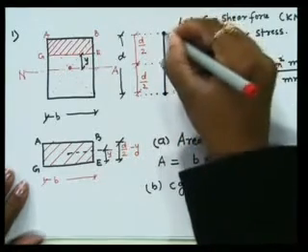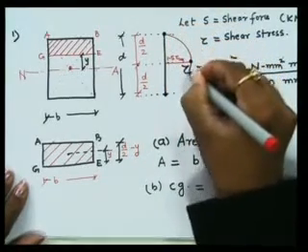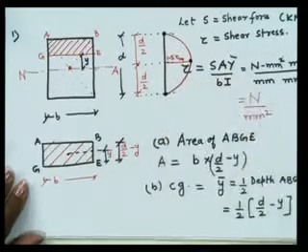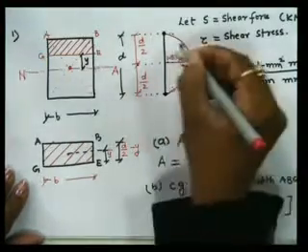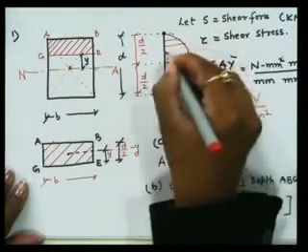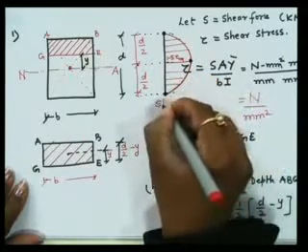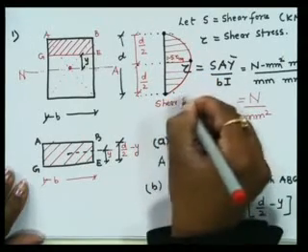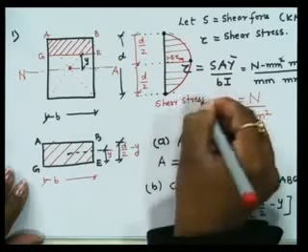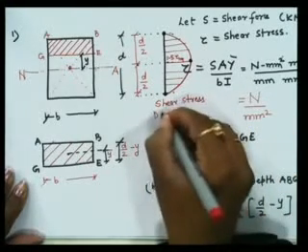So we can join these points. So this diagram is called the stress distribution diagram. We call it the shear stress distribution diagram.